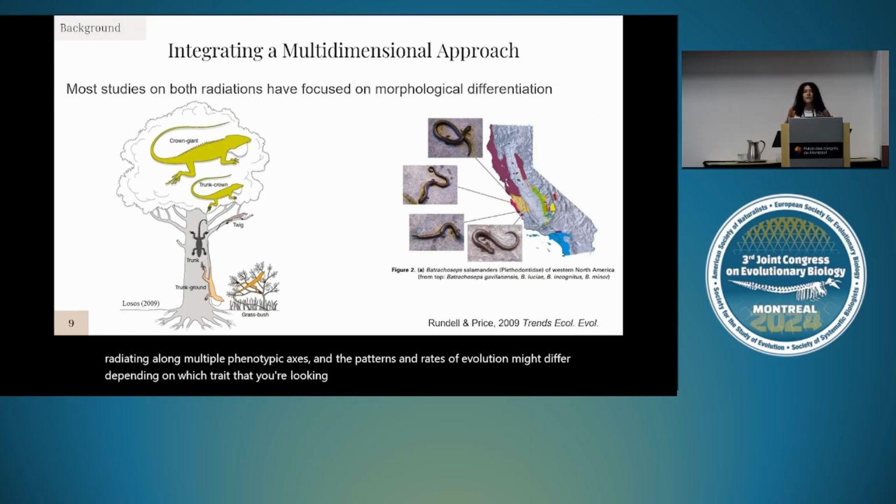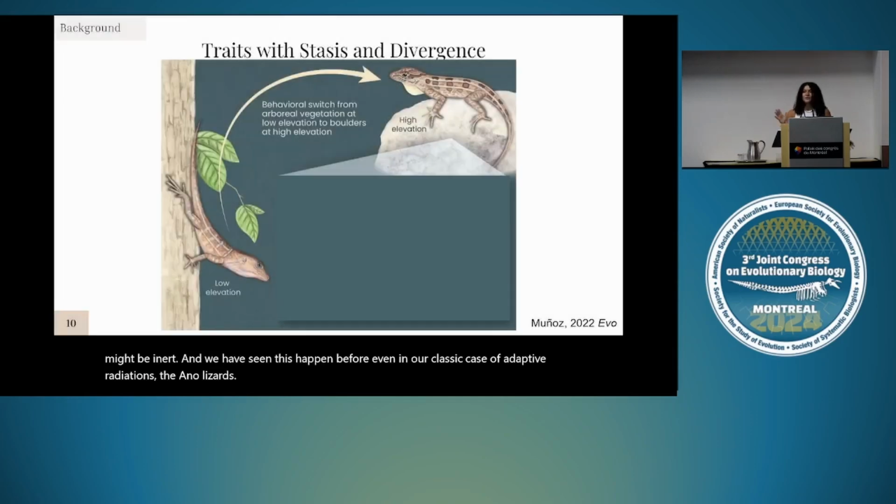So essentially, we can have divergence in one phenotypic trait be really fast and more labile compared to another phenotypic trait where it might be inert. And we have seen this happen before, even in our classic case of adaptive radiations, the anole lizards. So here, if you don't know about lizards, they like to thermoregulate, they like to maintain their preferred temperature, and at low elevations, they do this by basking on trees. They go into the tree, they get warm, and then they're good. However, at higher elevations, basking on trees is not sufficient for them to maintain that preferred temperature. So instead, they go and bask on the boulders, which are hotter, and they're able to maintain that preferred temperature.